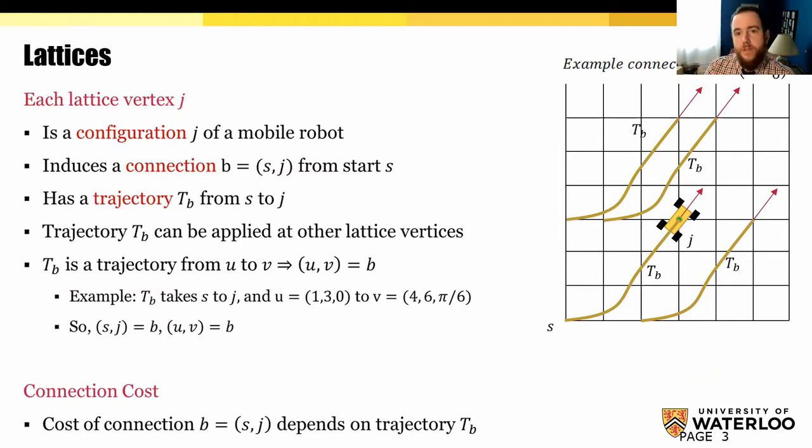And we observe that this trajectory can be applied to other lattice vertices to reach yet further lattice vertices. So for example, here on the right, if j is the vertex (3, 3, pi over 6), that's 3 on the x-axis, 3 up on the y-axis with a heading of pi over 6, then the trajectory labeled TB that would take a mobile robot from the start to j can be applied to other vertices to reach other lattice vertices. The cost of each of these motions would be dependent on the cost of the trajectory you choose.